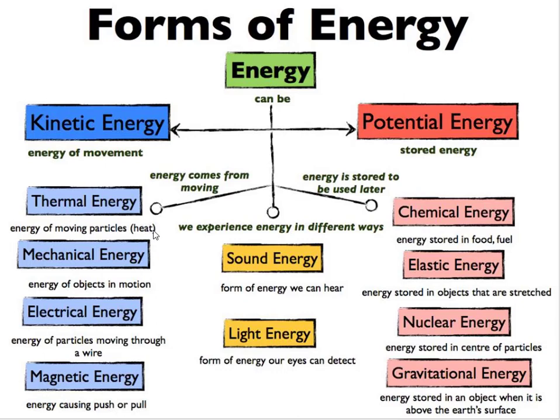We know that colder objects move slower than warmer objects. Mechanical energy is the energy of objects in motion. Electrical energy is when particles are moving through a wire. Magnetic energy is energy that causes a push or a pull. Then we also have sound energy, so we can hear those sound waves, and light energy, energy that reaches our eyes. All different kinds of energy.